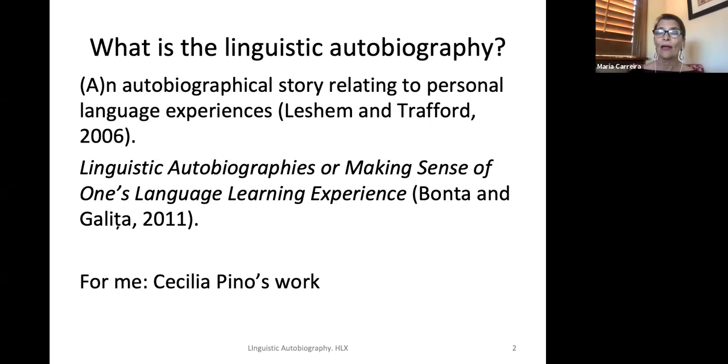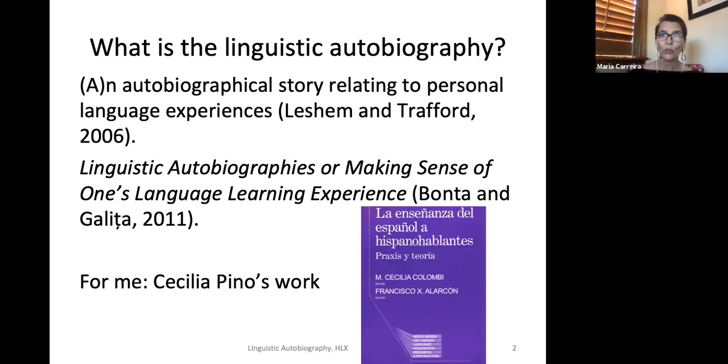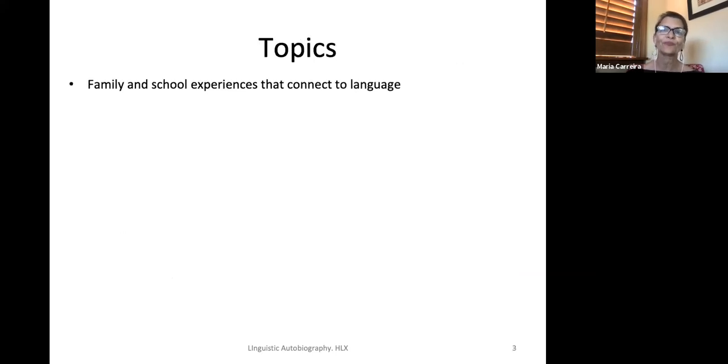As a teacher, I first became aware of the linguistic autobiography through Cecilia Pino's work. Cecilia Pino was an early pioneer in the field of teaching Spanish to heritage speakers. You can read her work as well as that of others in this 1997 book edited by Cecilia Colombi and Francisco Alarcón. This is still very relevant, the information presented here.